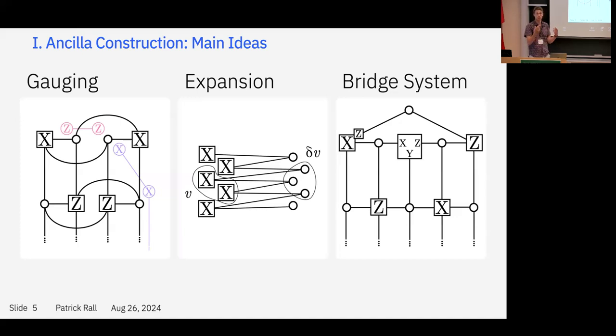I want to be able to measure Y operators that are products of an X and a Z operator. I want to be able to do more complicated things. And in order to make all those things fault tolerant, it was necessary to come up with this idea of a bridge system. So let's go through all three of these ideas briefly.